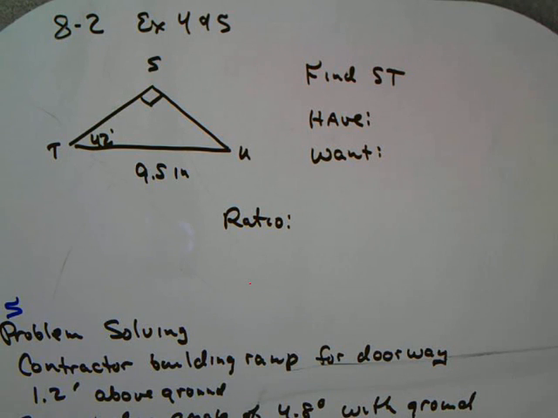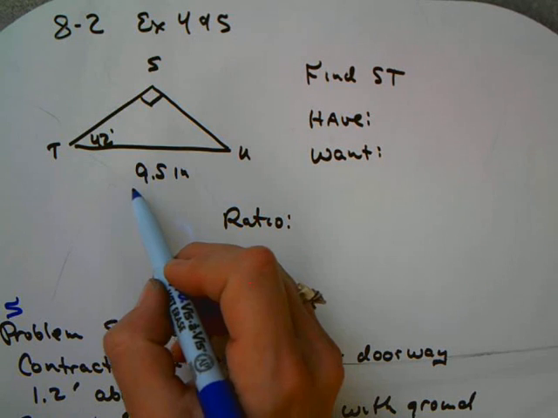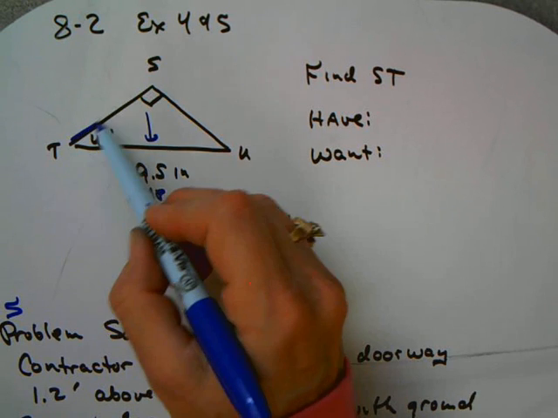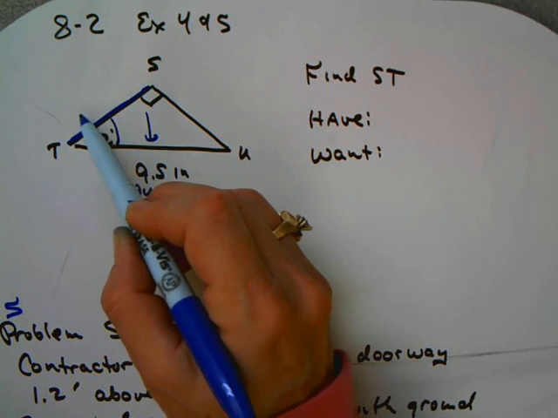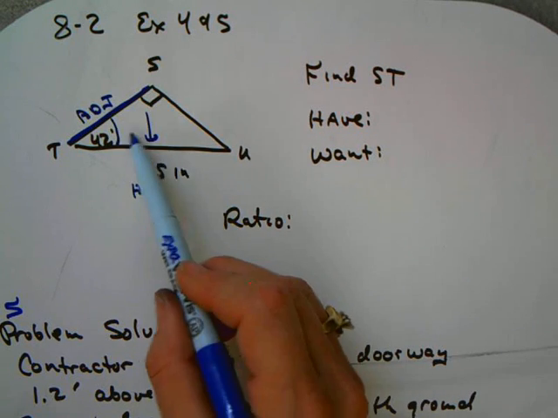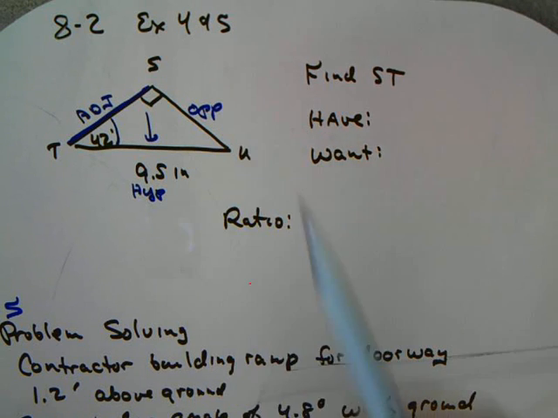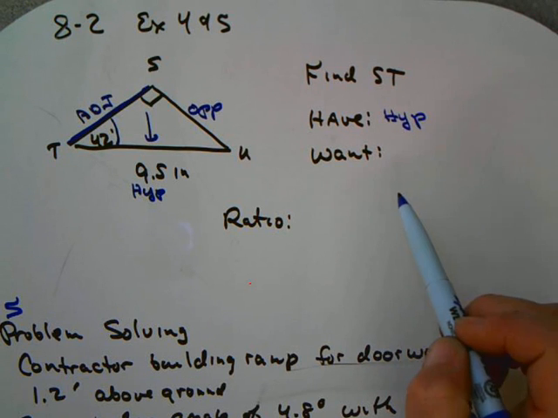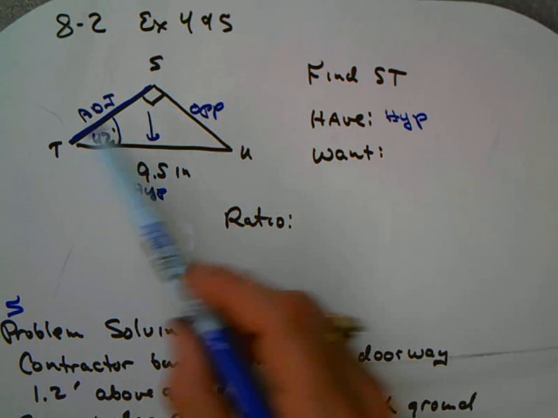Consider this triangle STU, where we have a 42-degree angle at T, and the hypotenuse is 9.5 inches. What if we want to find ST? We're going to use the same process we used in the last video. The first thing I'm going to do is label my hypotenuse, across from my right angle. This is a leg that's attached to the angle, so it's the adjacent leg. And this leg is across from the angle I know, so it's the opposite leg. So I have the hypotenuse in this case, and I want ST, so I want the adjacent leg.